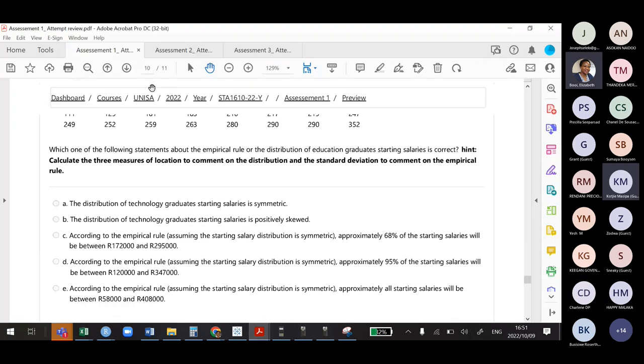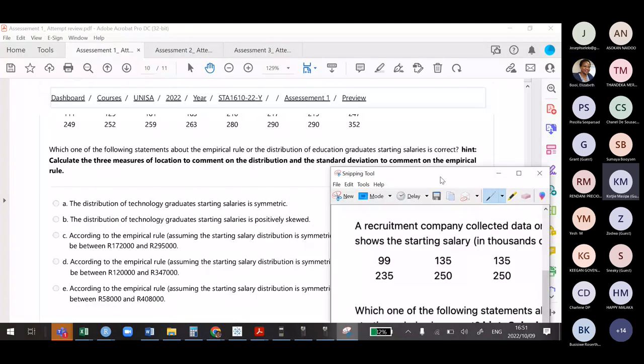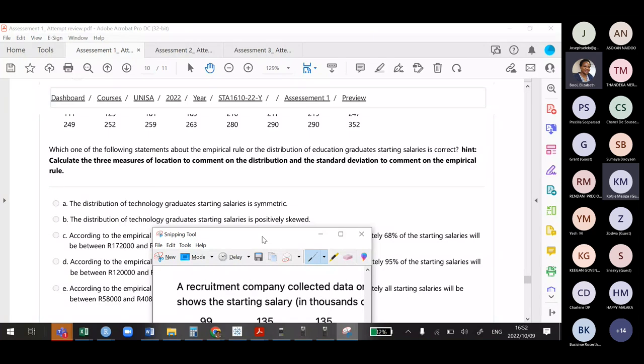Yeah, so we know that we are given the data set, which is this data set, and we need to find which one of the following statements about the empirical rule or the distribution of the education graduate starting salaries is correct. Calculate the three measures of location to comment on the distribution.